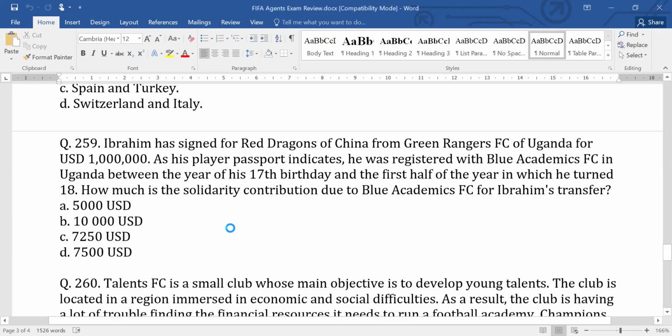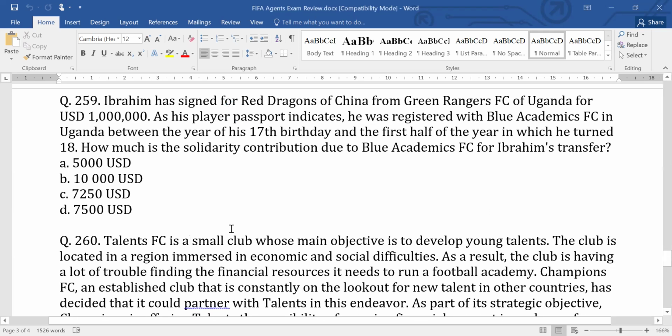Now, 259. This one I will allow you to answer too, so let me see if you understand solidarity. Ibrahim has signed for Red Dragons of China from Green Rangers FC of Uganda for $1 million. His player's passport indicates that he was registered with Blue Academics in Uganda between his 17th birthday and the first half of the year in which he turned 18. How much is the solidarity due to Blue Academics? I want you to calculate this.